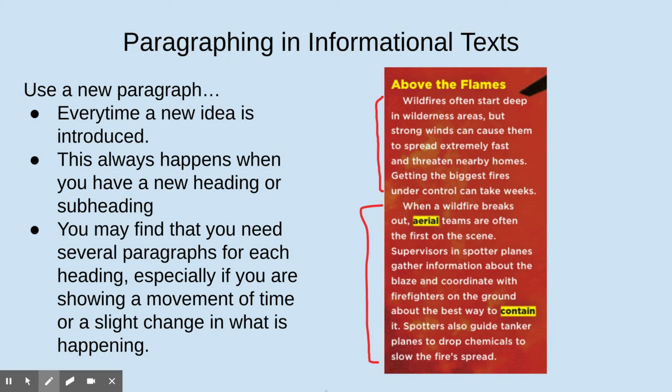Above the flames, wildfires often start deep in wilderness areas, but strong winds can cause them to spread extremely fast and threaten nearby homes. Getting the biggest fires under control can take weeks. Now let's think, why is there a new paragraph? When a wildfire breaks out, aerial teams are often the first on the scene. Supervisors in spotter planes gather information about the blaze and coordinate with firefighters on the ground about the best way to contain it. Spotters also guide tanker planes to drop chemicals to slow the fire's spread.